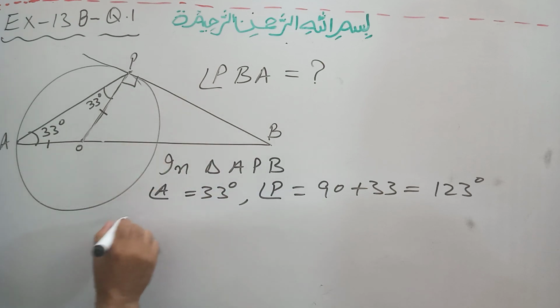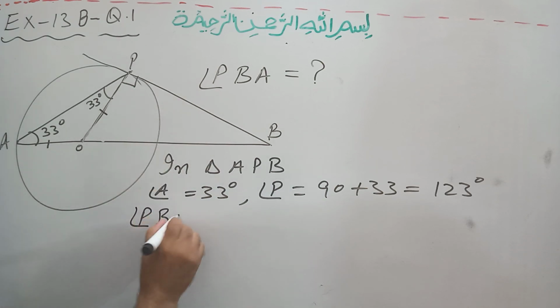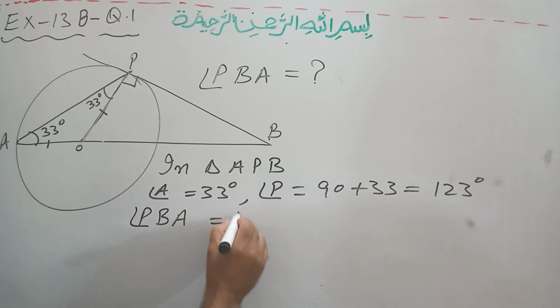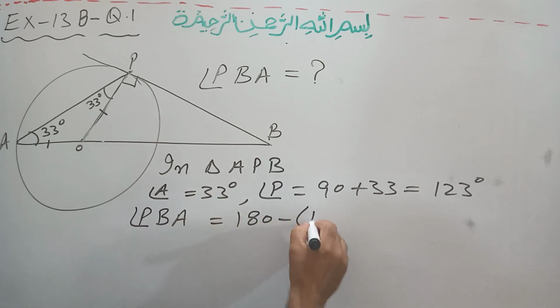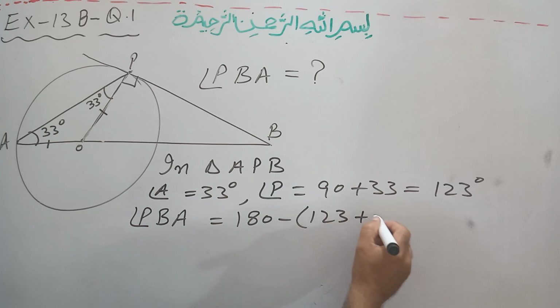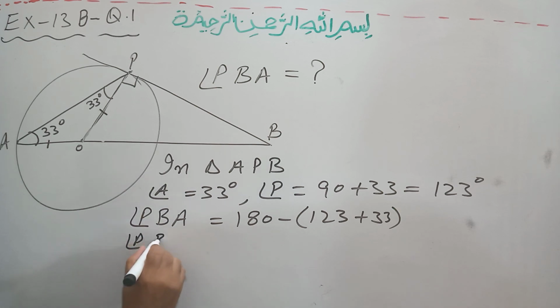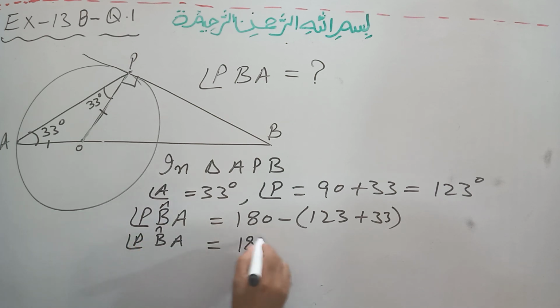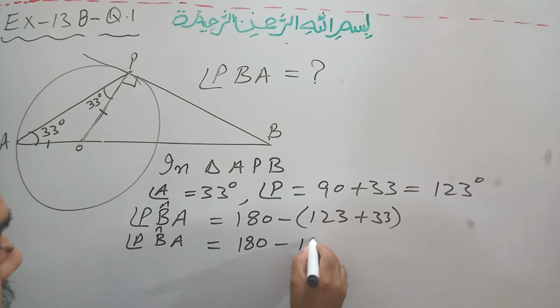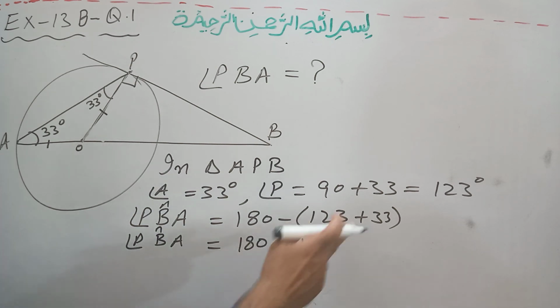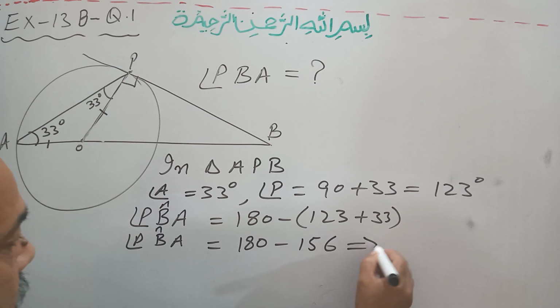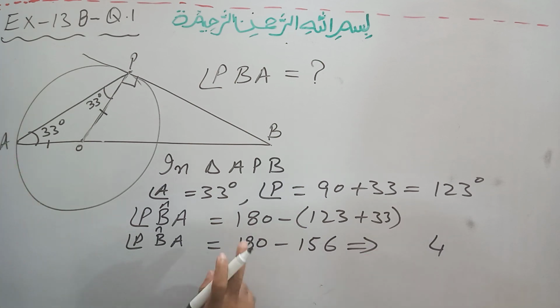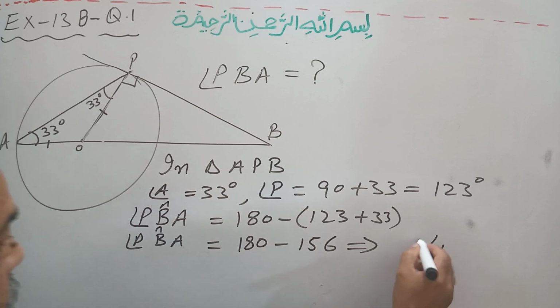Now angle PBA is equal to 180 minus (123 plus 33). You will get angle PBA equal to 180 minus 156. By adding these two, you will get 156. So your answer will be 24 degrees. That's it for this question.